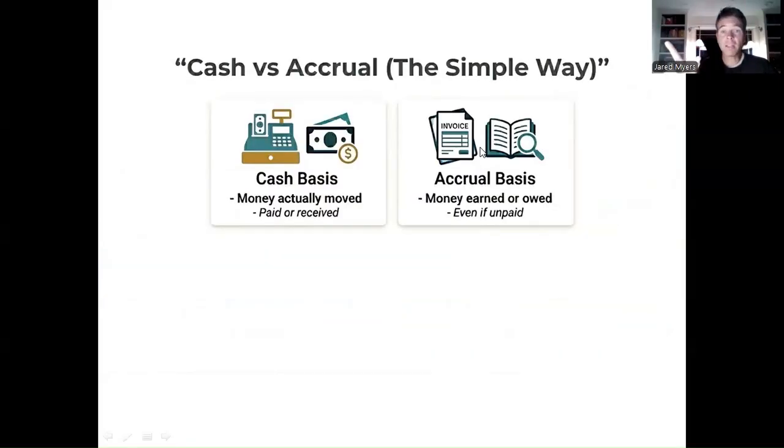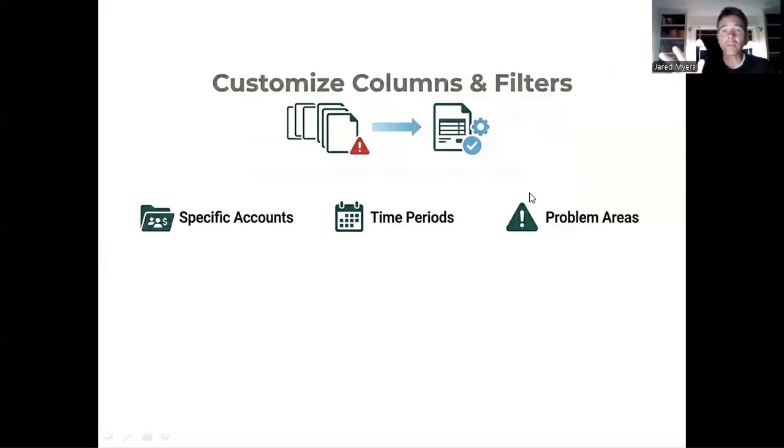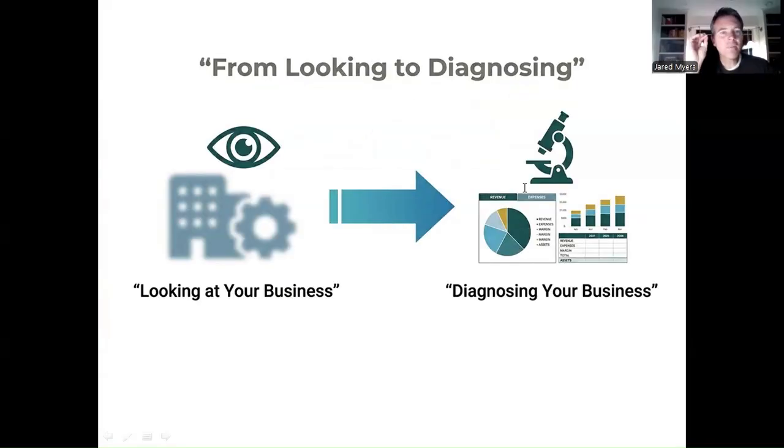You can switch accounting basis. You'll see cash basis, accrual basis. And this changes everything. Cash basis equals money actually moved. Accrual basis equals money earned or owed even if unpaid. So if your account balance feels off, this might be why. You can customize columns and filters. You can drill down into specific accounts, specific time periods, or even isolate problem areas. Think of it like zooming in on your financial health like a microscope. Instead of just looking at your business, you're diagnosing it.